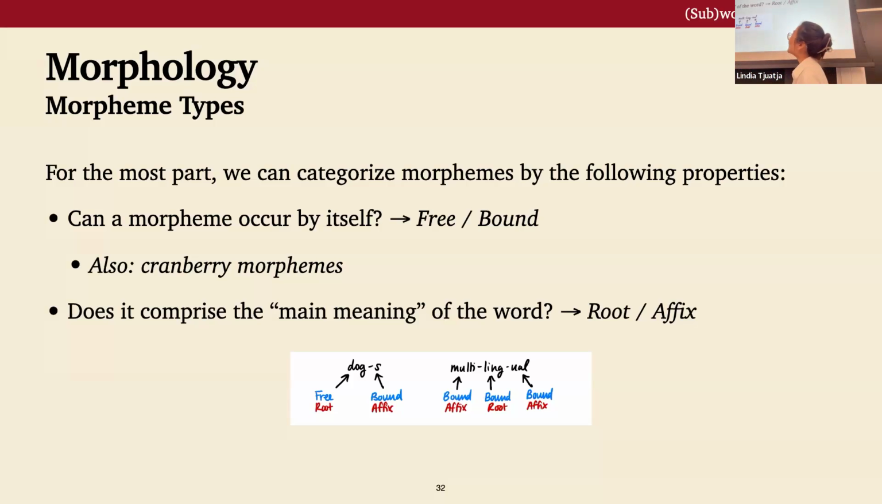Another weird thing is cranberry morphemes. If we try to split cran and berry, cran doesn't really mean anything. So it's a bound morpheme without a real meaning, which kind of contradicts what I said about a morpheme having a meaning. But this type of thing comes about from historical change. Cran actually did have a meaning back in the day, but it no longer does now.